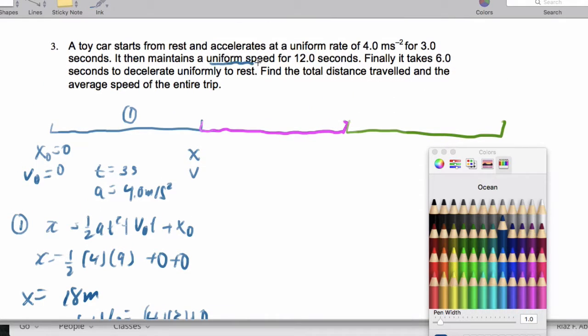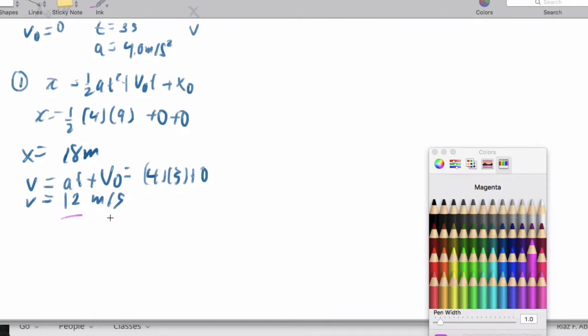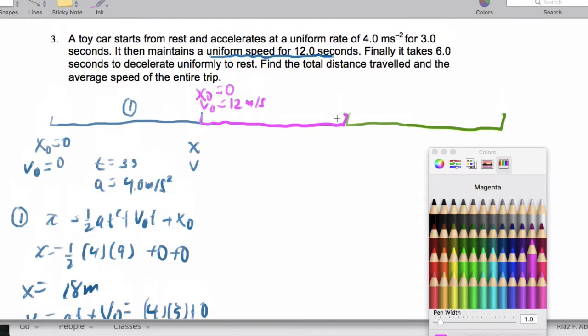Now it maintains a uniform speed for 12 more seconds. What that means is we can actually use the Buggy Lab formula. So the x here is the x naught, and I'll call that 0. And then v naught is going to be the v from previously, which I got as 12 meters per second down here. And we also know that we don't know what x at the end is. We don't need a final v. We need to know that the t is 12 seconds because we're going to use the Buggy Lab formula.